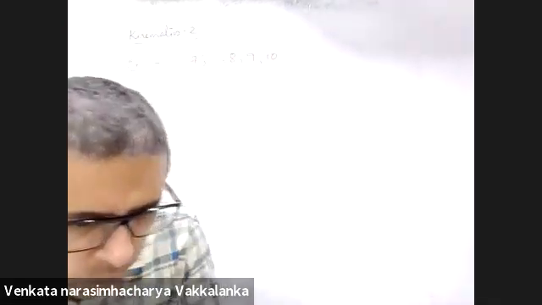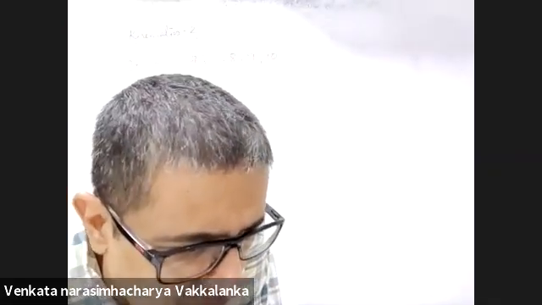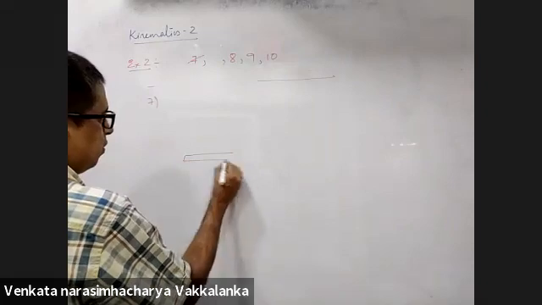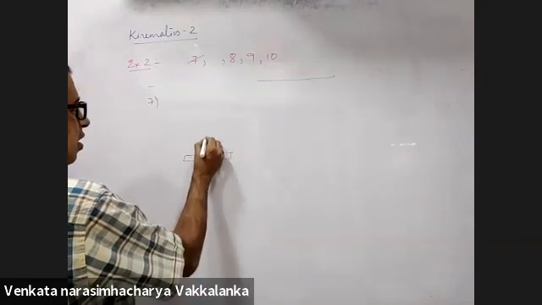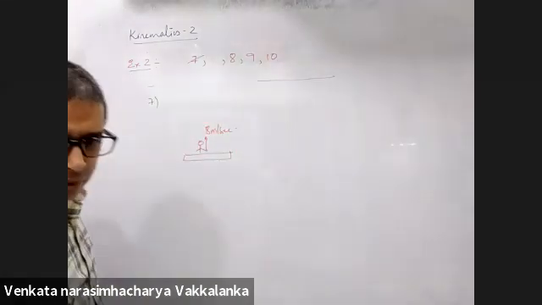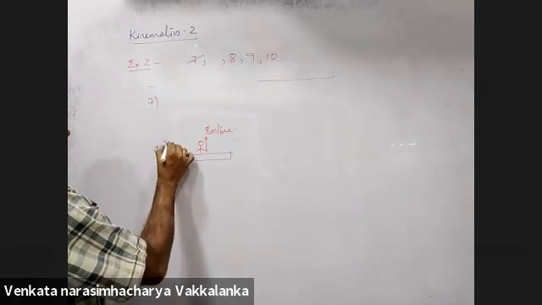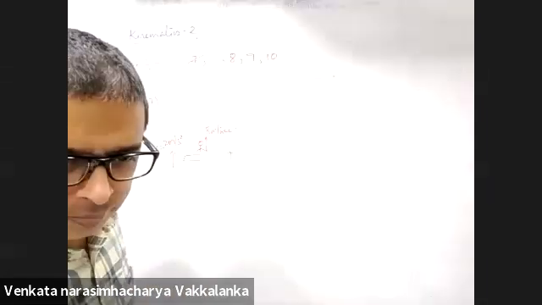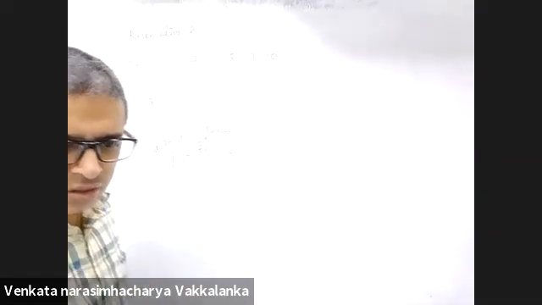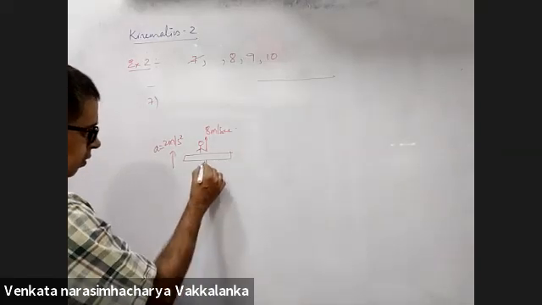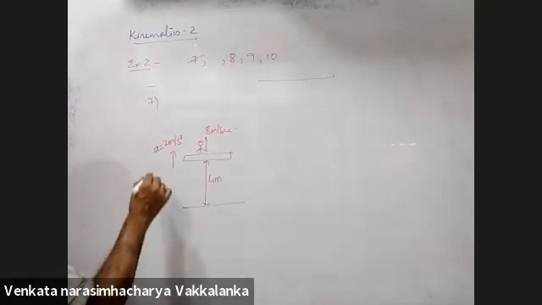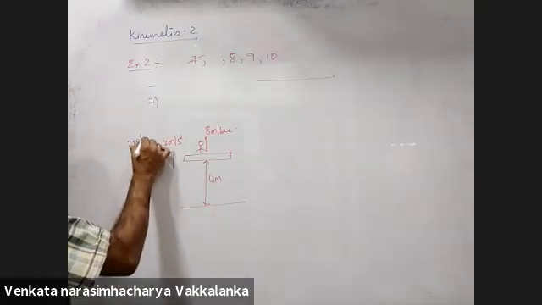A platform is moving upwards with an acceleration of 2. A boy standing on the platform throws a ball upwards with a speed of 8 meters per second with respect to himself. The platform is moving upwards with a constant acceleration of 2 meters per second square. At time t equal to 0, at this instant, the platform was at a height of 4 meters from the ground and was moving with a velocity of 2 meters per second.